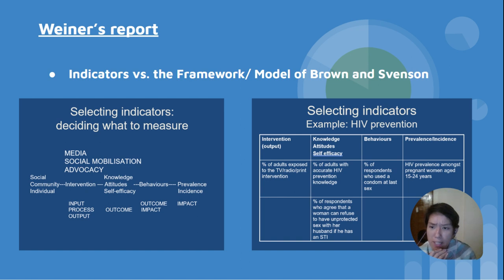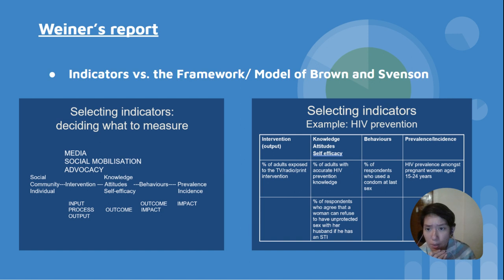So here we can see that the indicators were not strictly limited to specific elements in the model slash framework, as both intervention and behaviors fall under multiple elements. Say knowledge, attitudes, and self efficacy fall under outcome. Self efficacy, or simply the belief in oneself. The change of behaviors was measured and it fell under outcome and impact in the model.